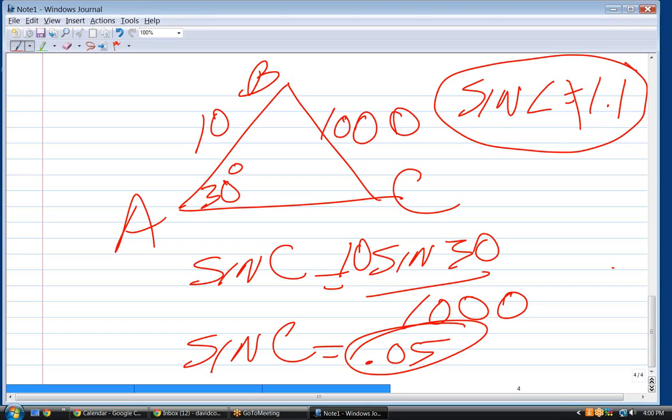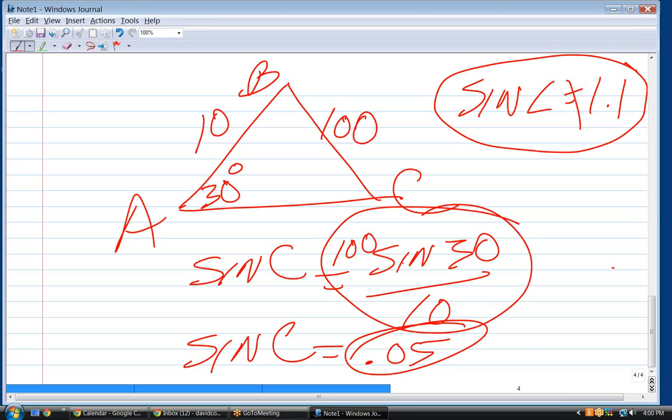What if the 10 and the 1,000 were switched? I think that might work. I'm sorry, what? If the 10 and the 1,000 were switched, I think you're right. It would work, or even the 10 and the 100. I'm not sure why. In other words, that gives you a number greater than 1. It gives you 5. And the sine of C cannot be equal to 5.